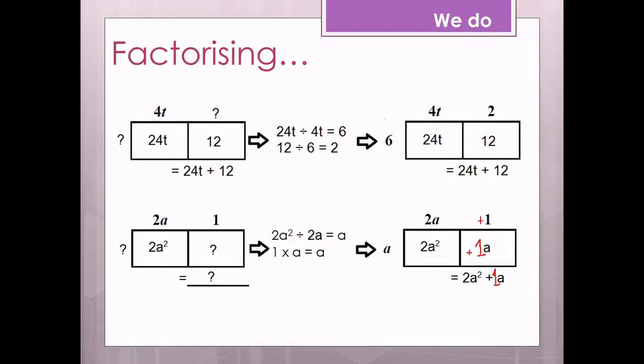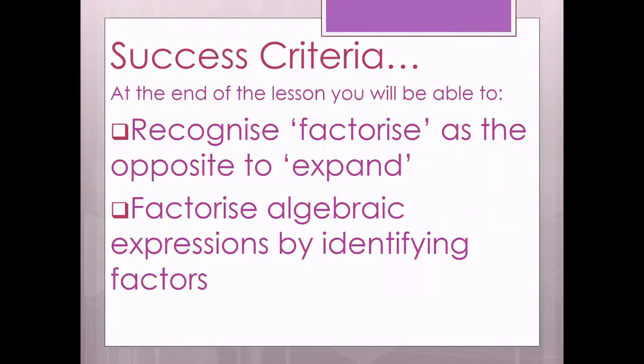See, a little bit tricky, but hopefully you had a go and you found those missing parts. Now, a little bit of a trick here is that they're not always necessarily going to be factorising. Most times you're just finding the missing parts on those rectangles. Can we recognise that factorise is the opposite of expand? And can we factorise by identifying factors? I think we can.